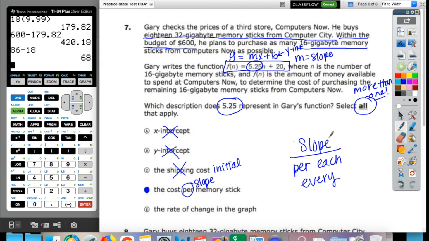But remember it said select all that apply. So is it also the rate of change in the graph? Well, what is rate of change? Rate of change is just another way of saying slope, your rise over your run in the graph. So that is also true. So D and E.